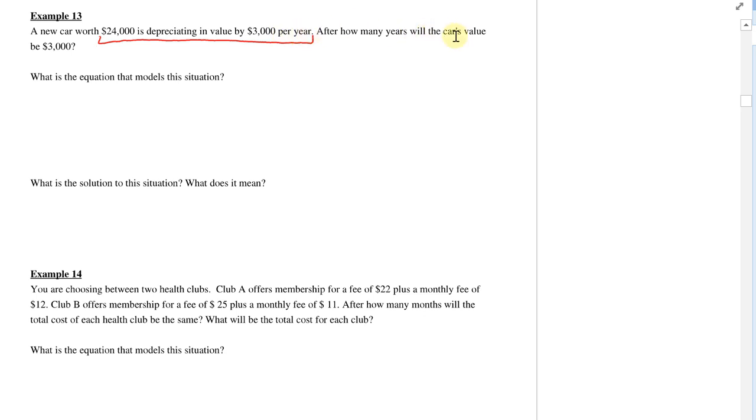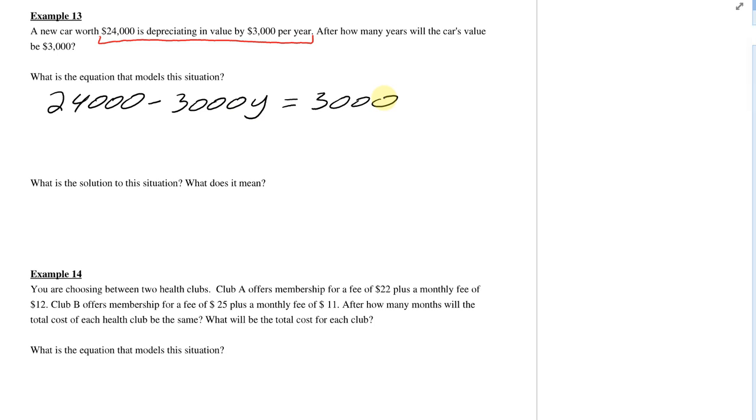Then it says, after how many years will the car's value be $3,000? We're wondering what it means to be $3,000. That would be, when will this car's worth equal $3,000? So for the setup of this equation, we start at $24,000 and decrease $3,000 per year, but we don't know how many years, so I'm going to write this as 3,000y. And I want to know when this situation is going to equal 3,000. Here's the situation.